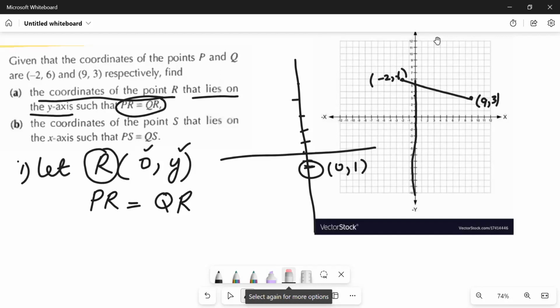They mention here we have two points P and Q. There is another point R that is on the y-axis, and the distance PR is equal to the distance QR. So this point is P, this point is Q. Now we have to find this R point. For finding R, we are supposing that this point is (0, y) on the y-axis.